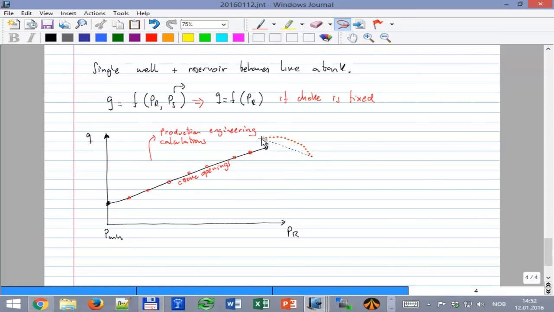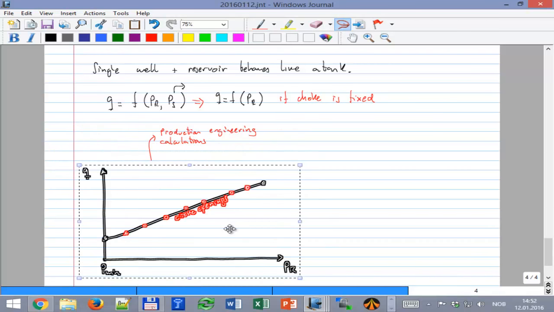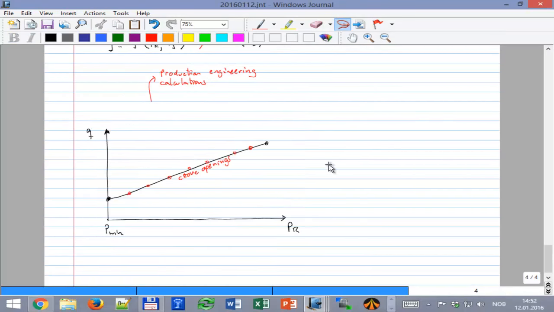So let's say this is the choke opening, and this one is 50%, just to put a number. And now if we open the choke, we should get something like that, a much higher curve. And then when it's completely open, I cannot increase it anymore. Once it's fully open, that's the maximum.